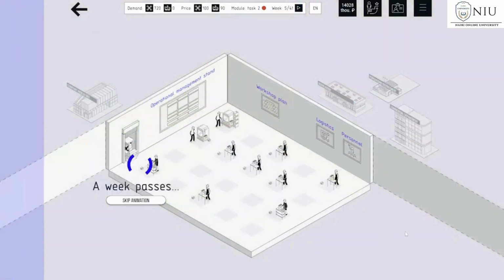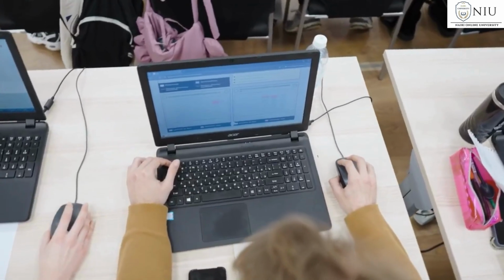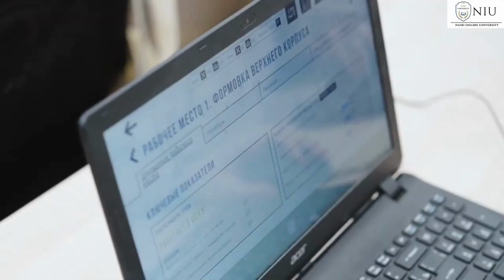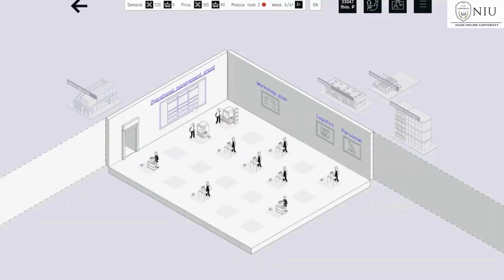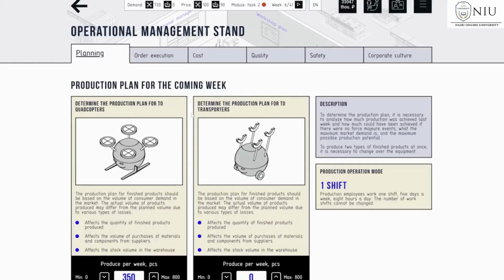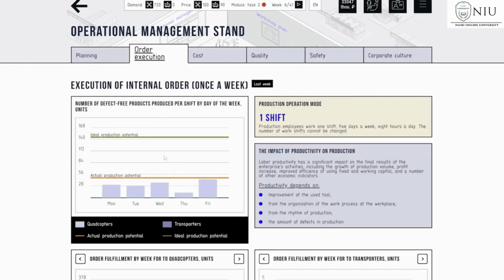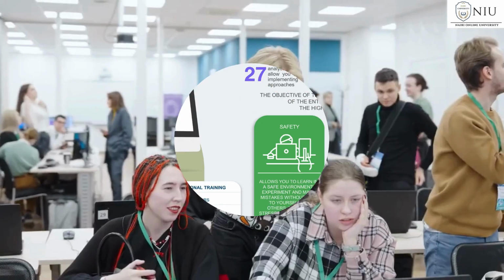In the end, this isn't just a simulation, it's a mirror. One that shows how well you understand lean thinking and how ready you are to lead meaningful change in real operations. The Lean Manufacturing Simulator. Not just training, capability in action.